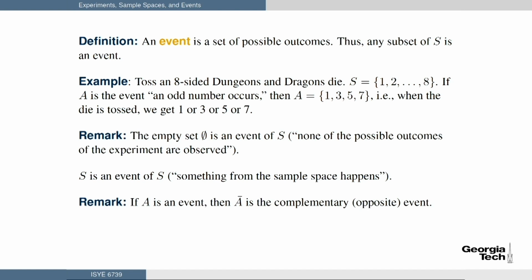Another remark is that if A is an event, then its complement is also an event, the opposite event. Here's an example. Let's toss 2 coins, and let's suppose A is the event that I see heads, heads sequentially. So the opposite event is simply that I see anything but heads, heads. So for instance, I could see heads, tails, or tails, heads, or tails, tails. A bar, that's an event.